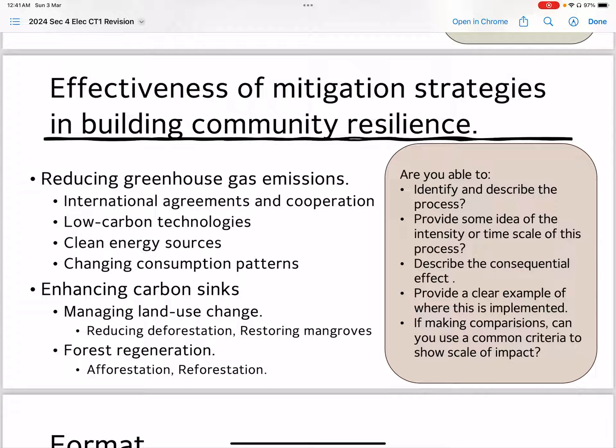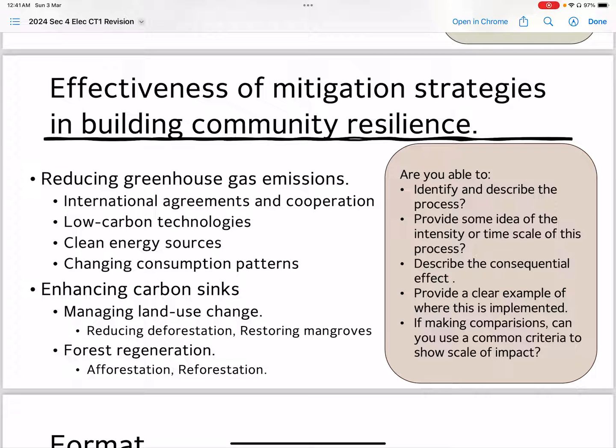Which country does this? Are there countries that actively do this? What kind of benefits are they enjoying? Are they doing it at a very large scale? This is very important. Specific examples would help. Forest regeneration as well. Afforestation and reforestation. What is the difference? Who does what? Where? These are all very important. And what's the effectiveness of all this?